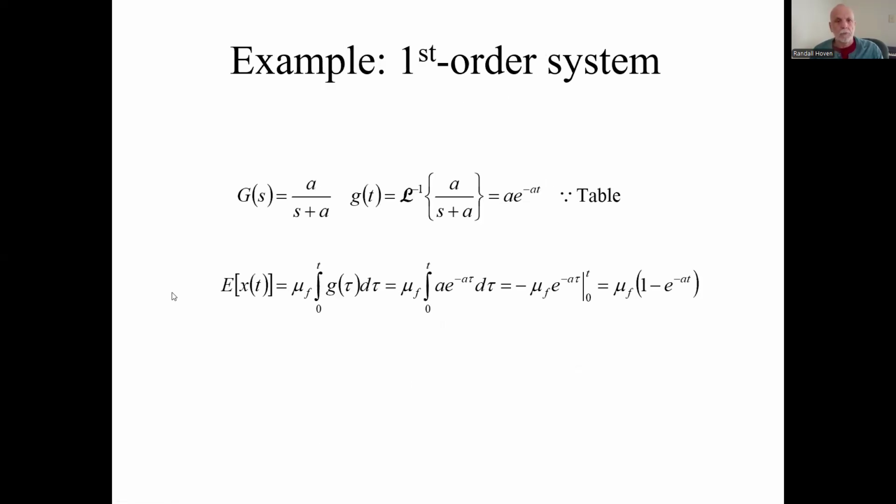Let's look at an example. Basic first order system, which means the weighting function, go to your Laplace table, and here's what the weighting function is. The expected value of that output by the formula is going to be whatever the mean of the input was times this integral. Now we have what the g of tau is, so we put that in the integral and take that integral. This is a function of time, not just a constant. In fact, it's an exponential increasing thing that asymptotically approaches the mean of the input.